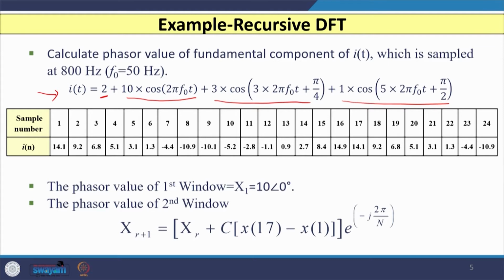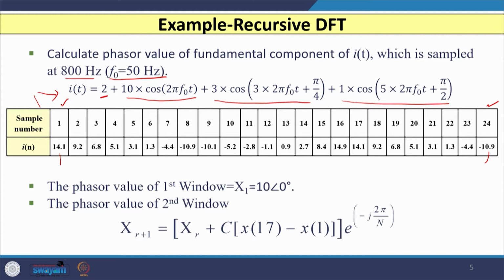Here, when we acquire the samples of this signal, the fundamental frequency is 50 hertz and the sampling frequency is 800 hertz. Whatever values we acquired for the respective samples are given in this table. So, you can see that sample number 1 to sample number 24 are given, and for each sample the acquired value is also listed in the table. Now, using this, let us calculate the phasor value of the first window.